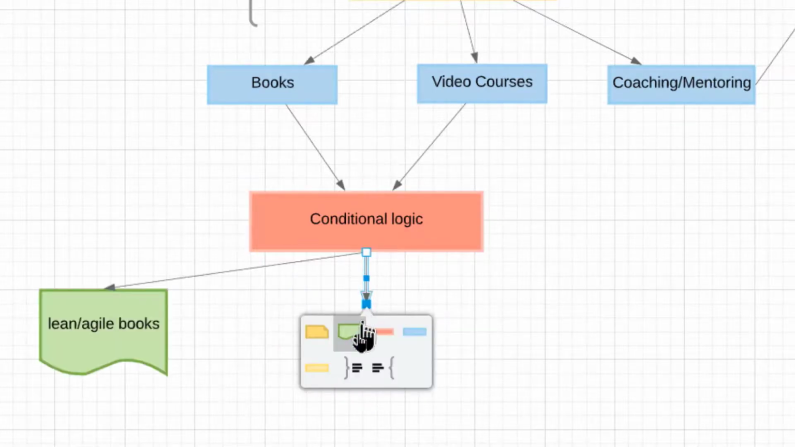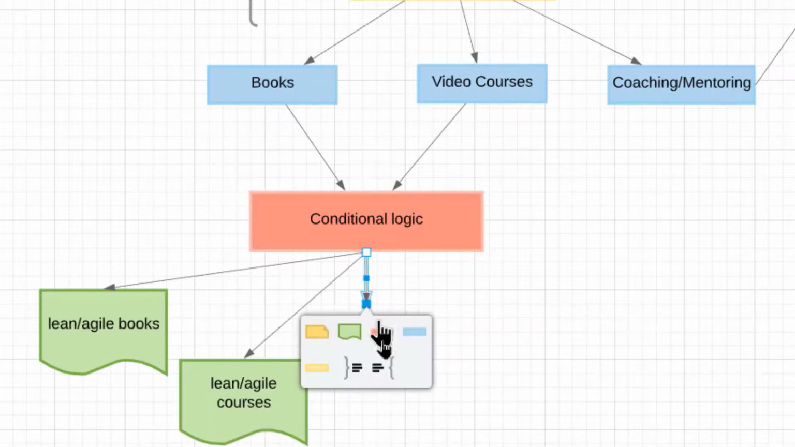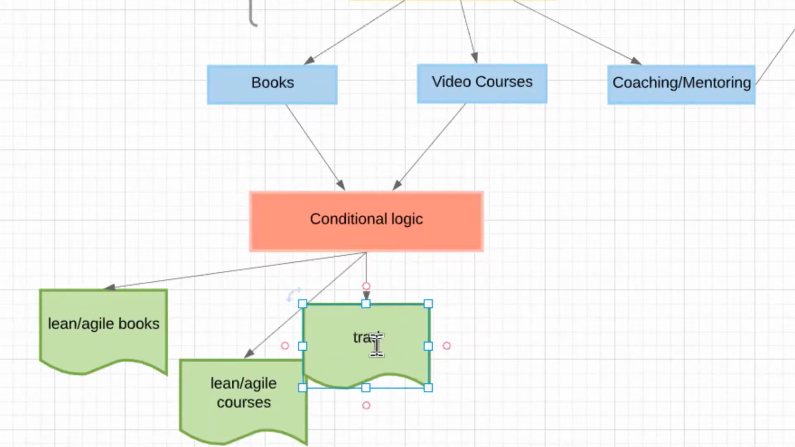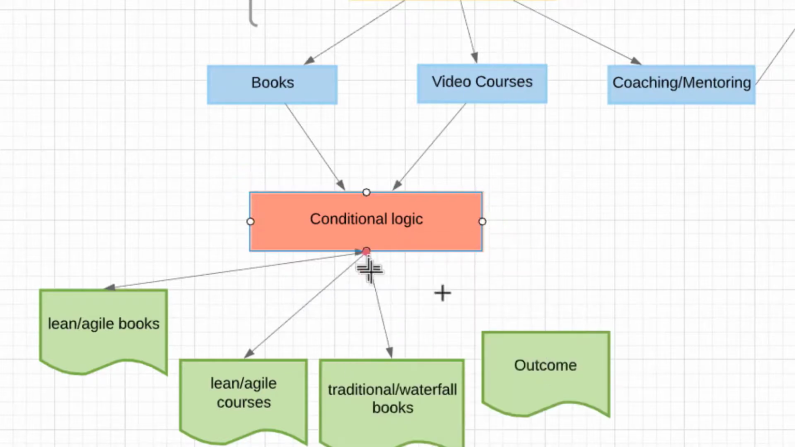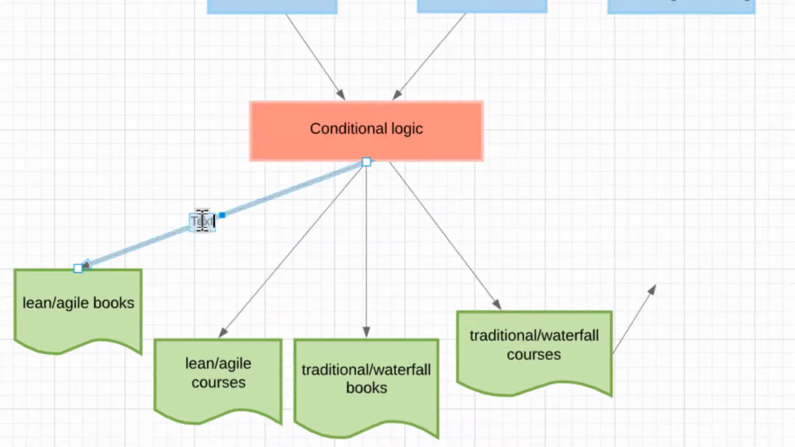And these green printout symbols basically represent the outcomes where we are saying, okay, that's the recommendation of the bot. At this point, we're actually going to give you the option to choose, of all of the books on Lean and Agile that we offer, which one do you like? Or of all of the courses on Lean and Agile, which one would you like? Or traditional or waterfall, and so on and so forth.